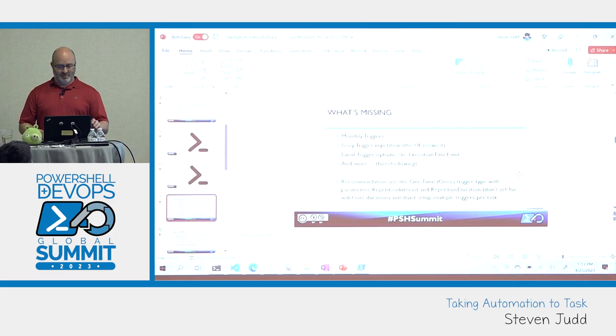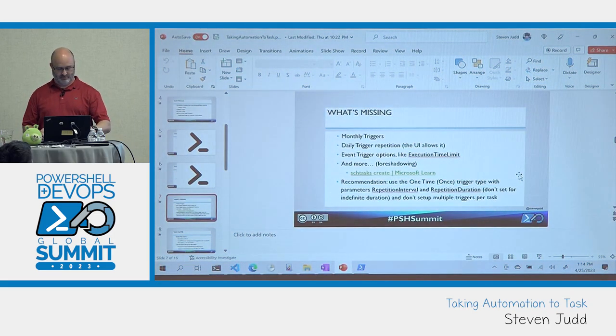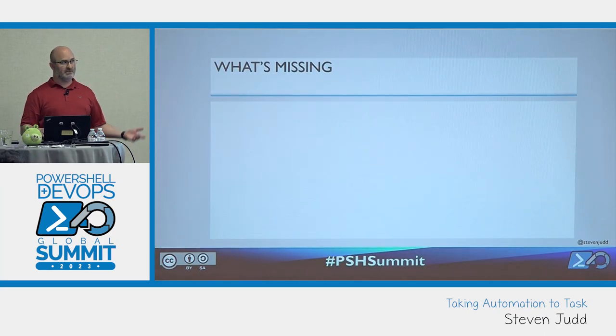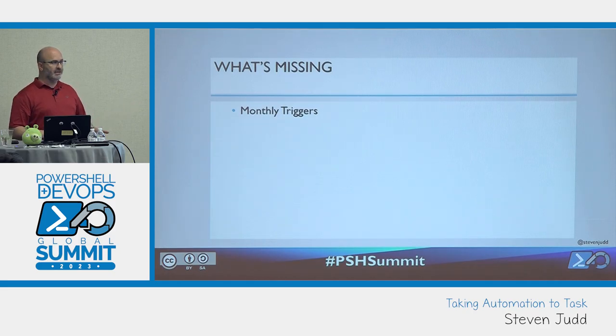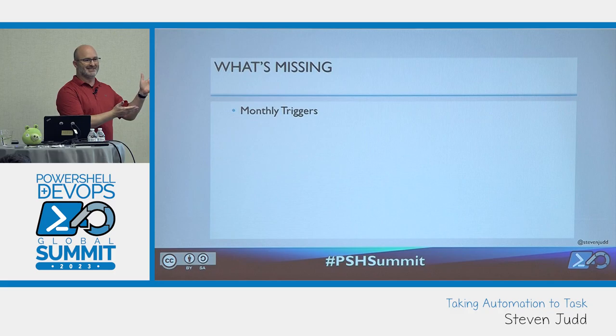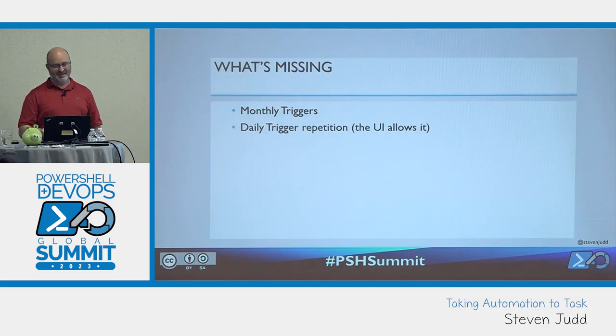All right, and now it says return to the slides. So let's go back to the slides. Shift F5, I'd like to talk through what I'm doing. Let's see if it took me, what's missing? When you're creating tasks this way, you cannot create monthly triggers. Do you need a monthly trigger? You might. You can't do it here, thanks.